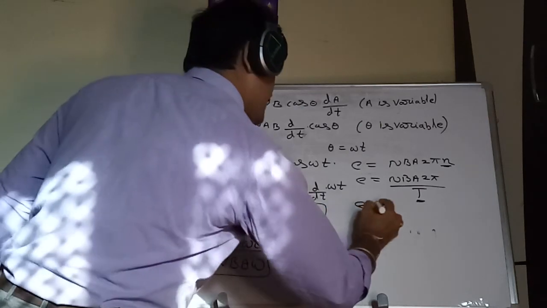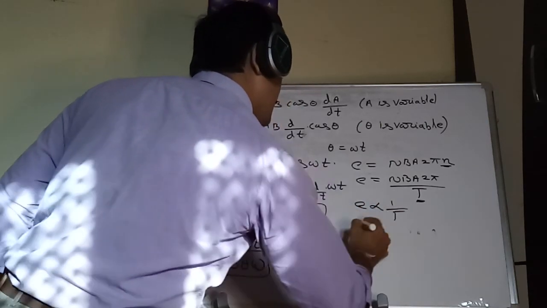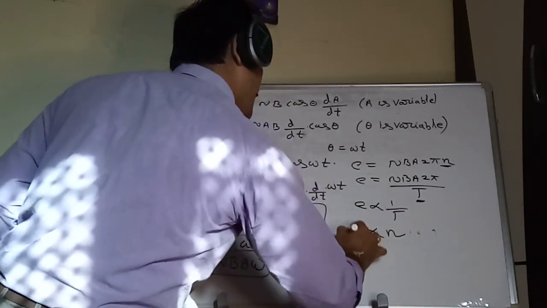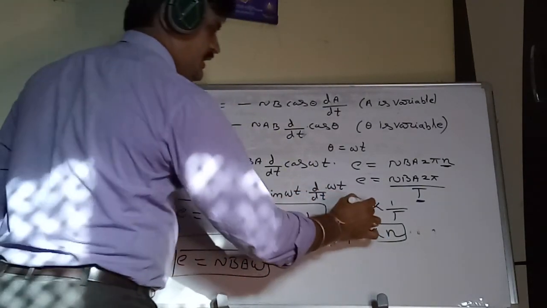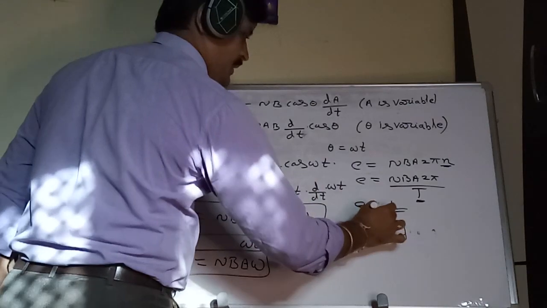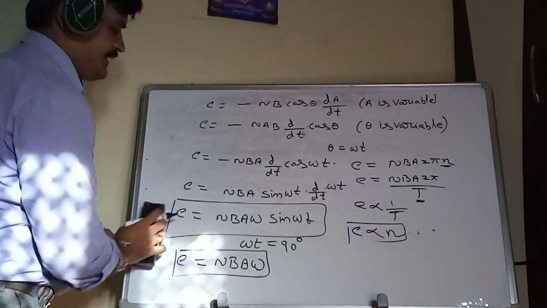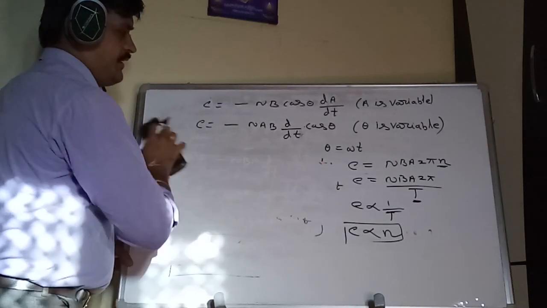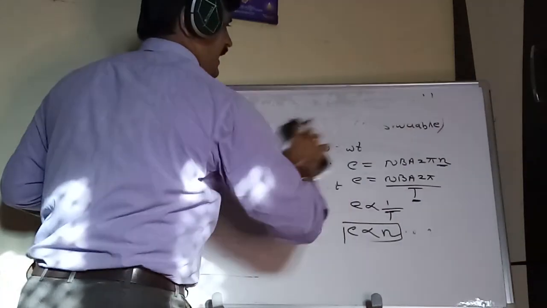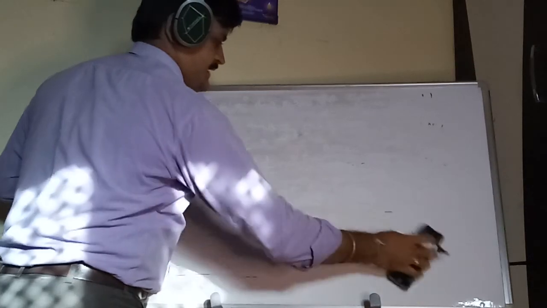So E is proportional to 1 by T, and E is proportional to n, the frequency. E is proportional to 1 by T, the time period. Okay. Next video: Lenz's law and its conditions and different cases.